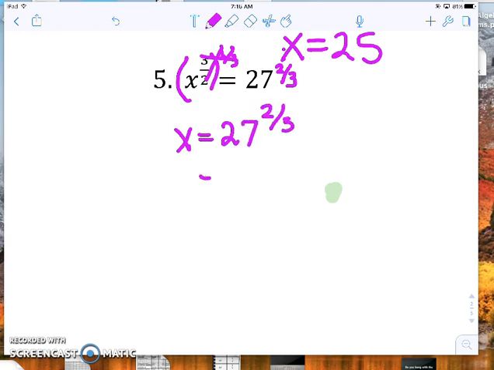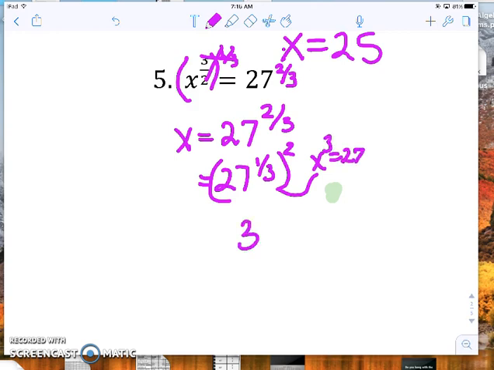And much like the beginning, 27 to the 1/3, the third root, and then we square it. So we're thinking what cube gives us 27? So that's 3. So 3 squared is 9.